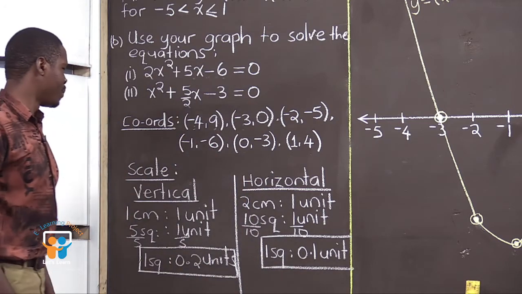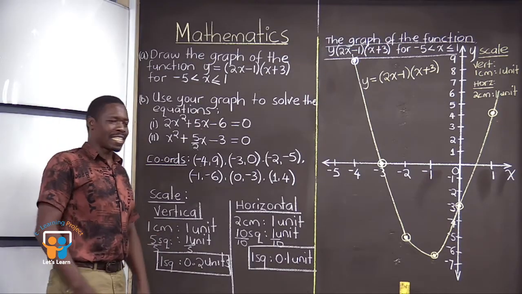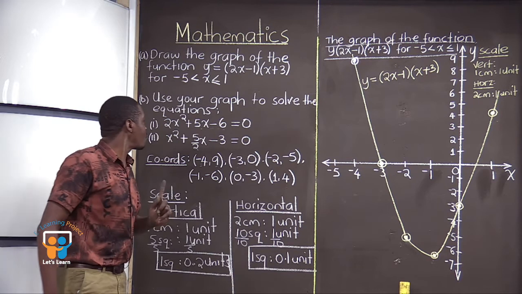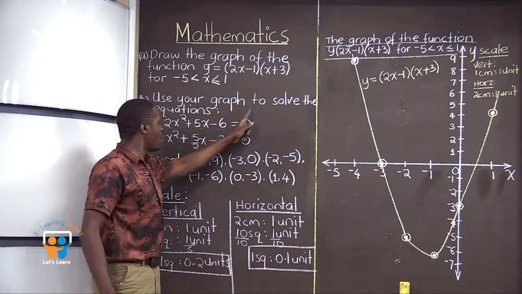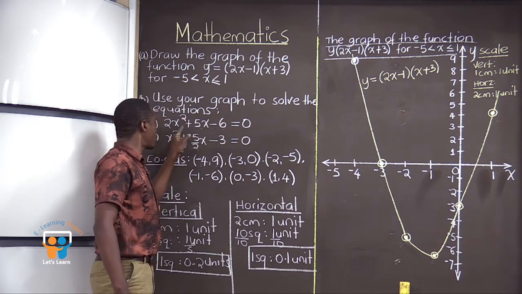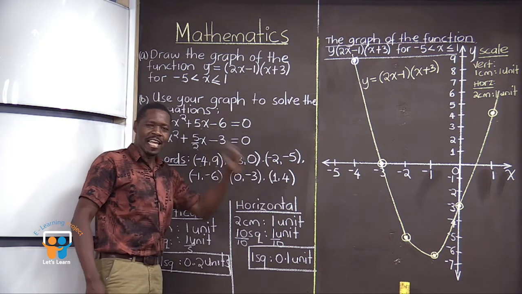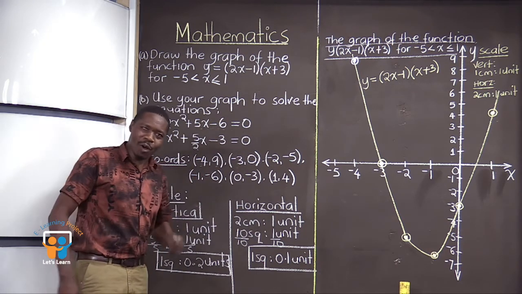Now after that, what does the examiner want? The examiner wants us to go ahead and use our graph to solve the equation 2x squared plus 5x minus 6 equals 0. The examiner wants us to solve.